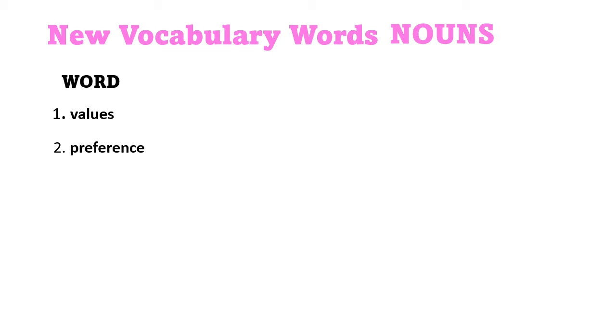New vocabulary words. Nouns. Number 1, values. Number 2, preference. Number 3, civil rights. Number 4, upheaval. Number 5, access.